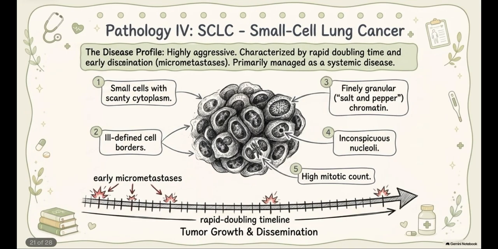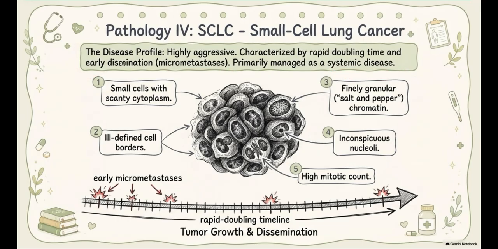Let's turn to small cell lung cancer. This has an entirely different clinical profile. It is highly aggressive. It is characterized by a rapid doubling time. It also spreads very early through tiny microscopic seeds. Because of this, it is managed as a systemic disease from the very moment of discovery.